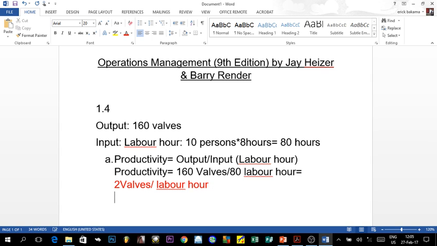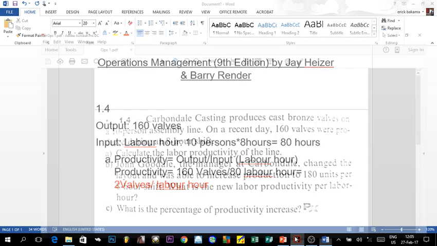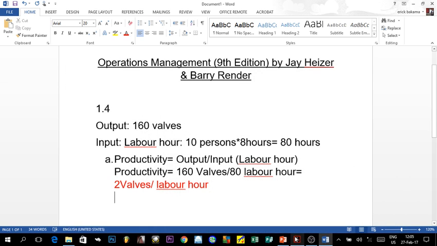But now, after defining it, we are done with the first question. Then we go to our second question. They are saying that John Goodell, the manager at Carbondale, changed the layout and was able to increase the productivity from 160 to 180 per 8-hour shift. What is the new labor productivity per labor hour? Remember, they're already telling you the unit. It must be valves divided by labor hour. Now we are on question B.